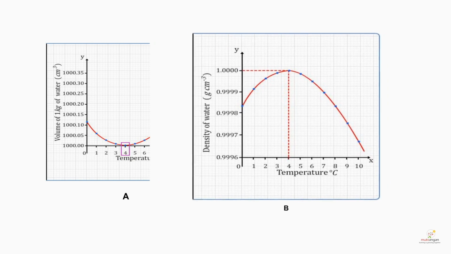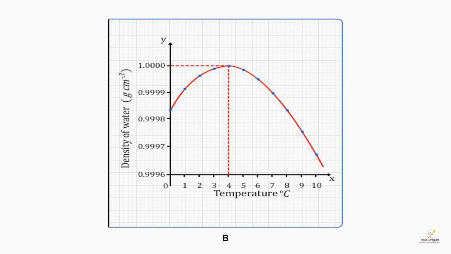Now let's look at graph B. The y-axis here shows the density of water and the x-axis shows the temperature. And as it reads, by decreasing the temperature, the density goes up and it becomes maximum at 4 degrees Celsius.